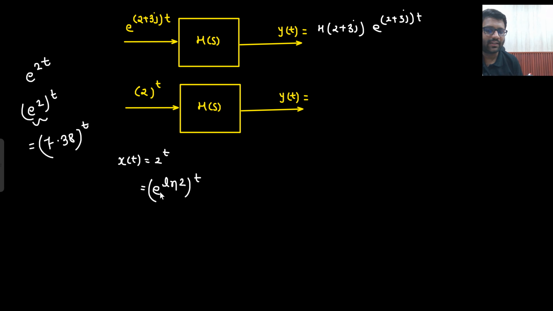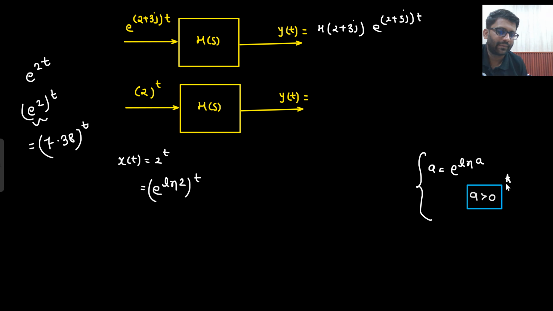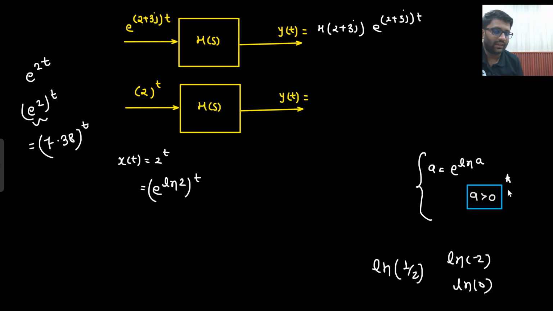Because 2 can be written as e to the power ln 2. What I mean to say is that a can be written as e to the power ln a. But ln a will be defined only when a is greater than 0. Because ln minus 2 is not defined. Ln 0 is also not defined. Ln 1 by 2, yes, it is defined. So a has to be greater than 0.